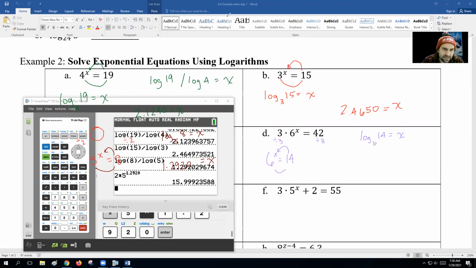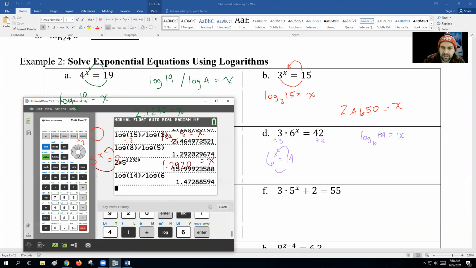All right, so let's plug that into the calculator. Log 14 divided by log 6. And we get an answer when we round of 1.4729 was what x would equal. Okay, let's keep this going here.